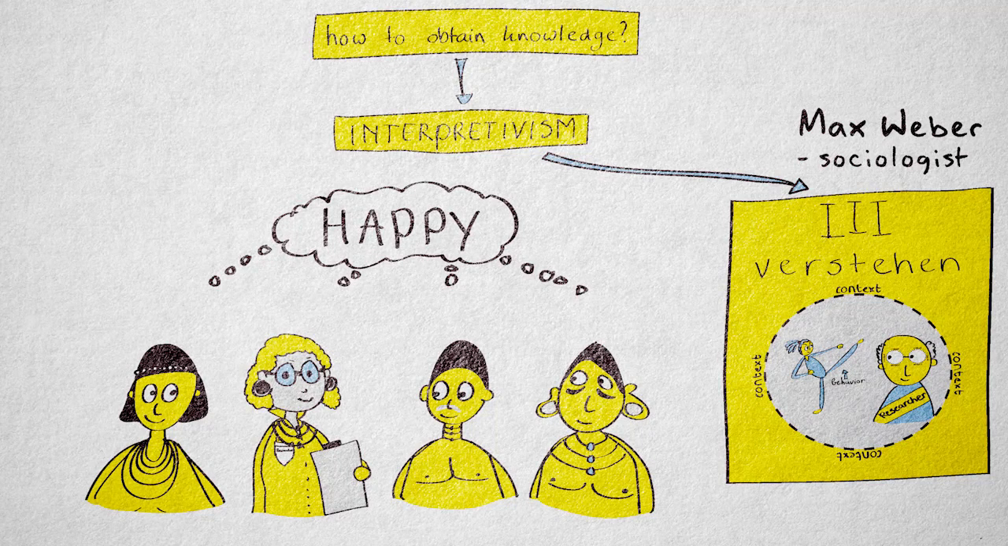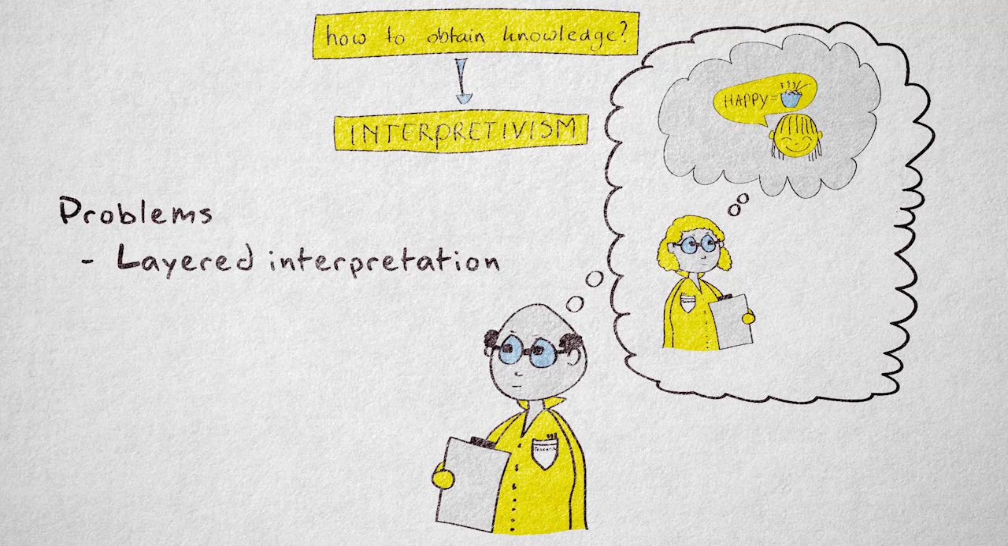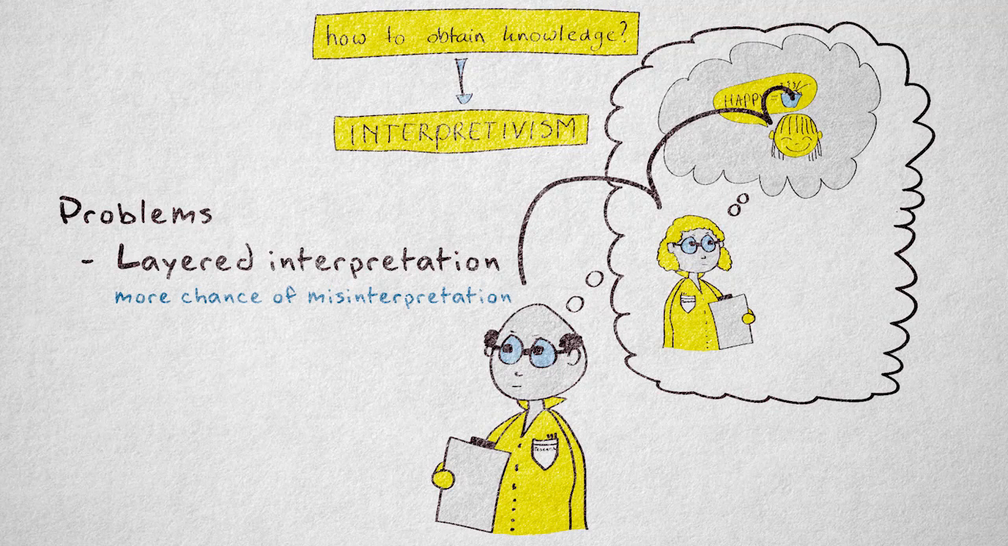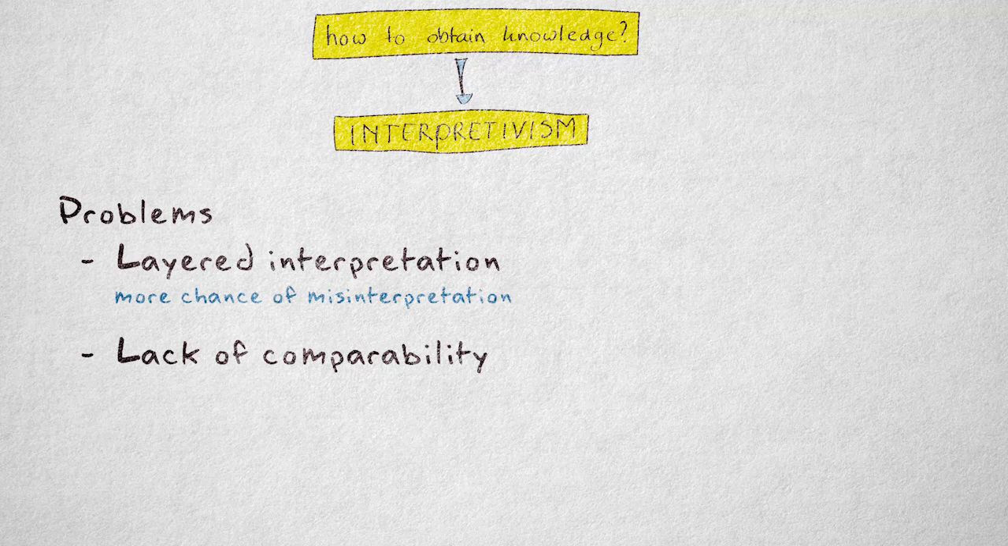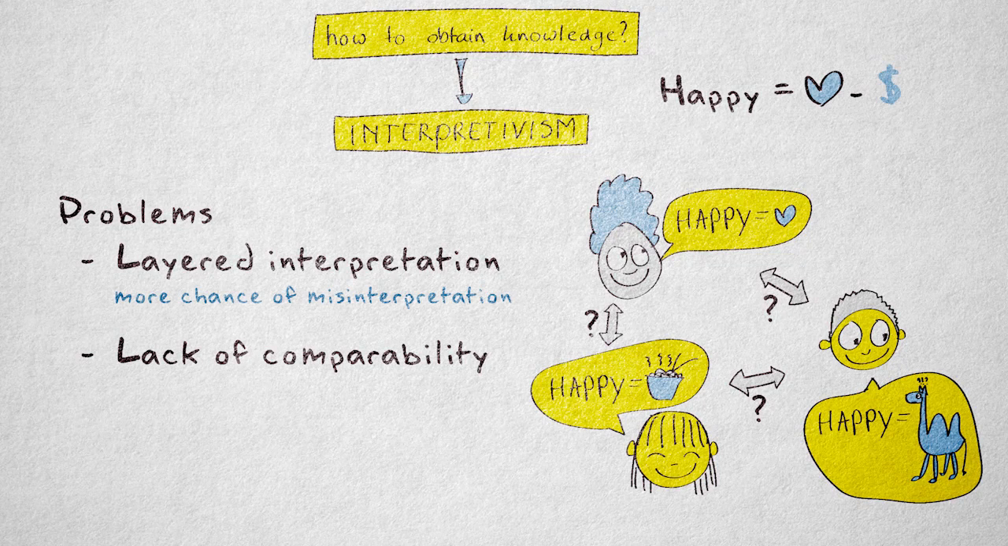Now, of course, there are some problems with the constructivist-interpretivist view. First, there's a problem of layered interpretation. The researcher interprets the subject's interpretations and then interprets the findings again as they're placed in a framework or related to a theory. With every added layer of interpretation, there's more chance of misinterpretation. A second, more serious problem is the lack of comparability of outcomes. When in our example happiness is subjective and means different things in different cultures, we just cannot compare them. This means we can never come up with general theories or universal explanations that apply to more than just particular groups in particular periods of time.